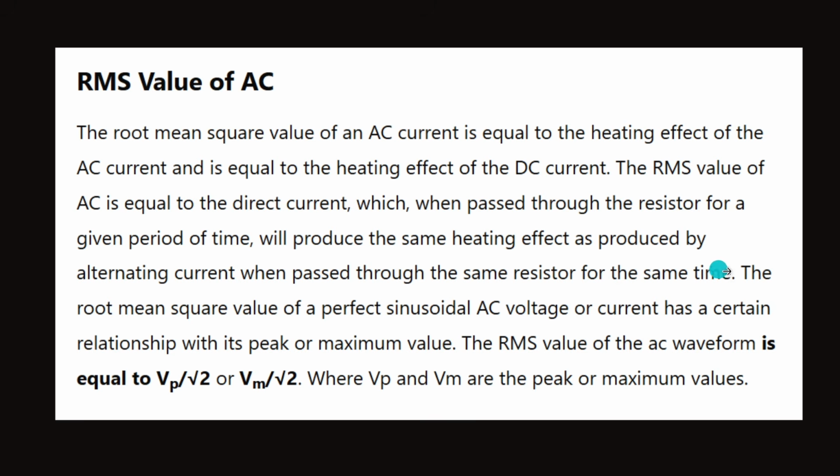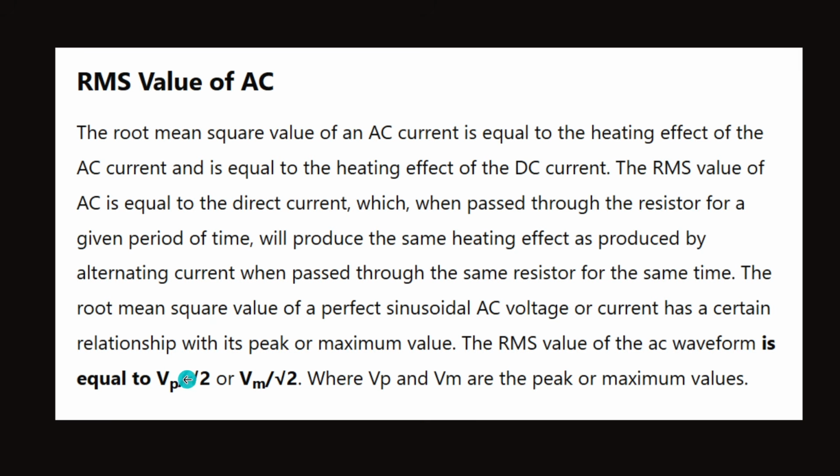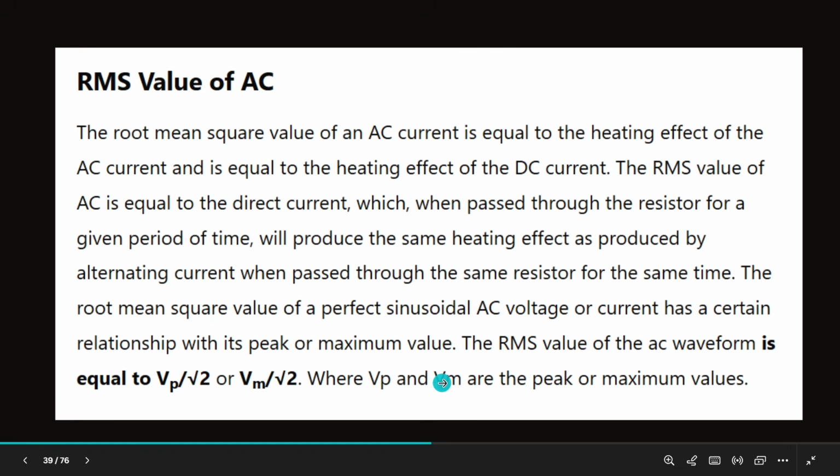for the same time. The root mean square value, RMS, of a perfect sinusoidal AC voltage or current has a certain relationship with its peak or maximum value. The RMS value of the AC waveform is equal to V peak divided by square root of 2, or V maximum divided by square root of 2, where Vp and Vm are the peak or maximum values.